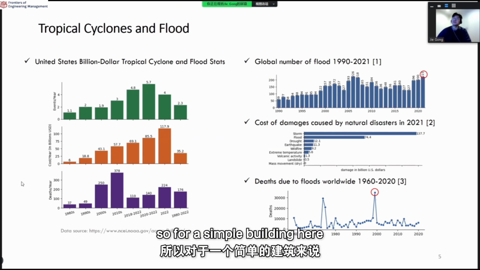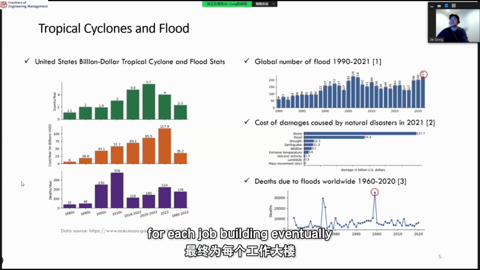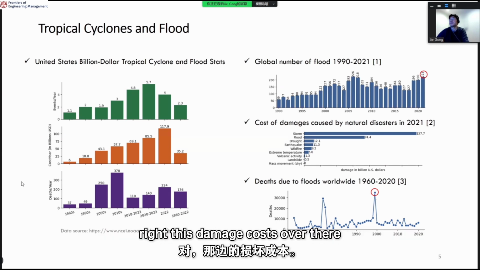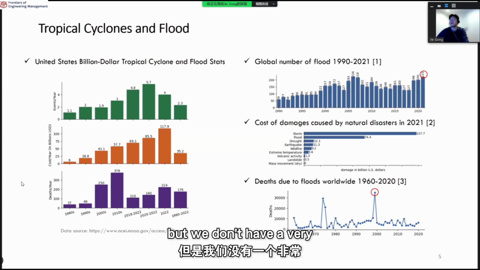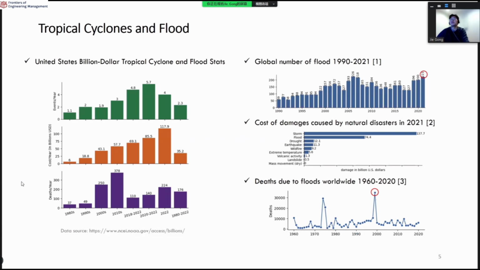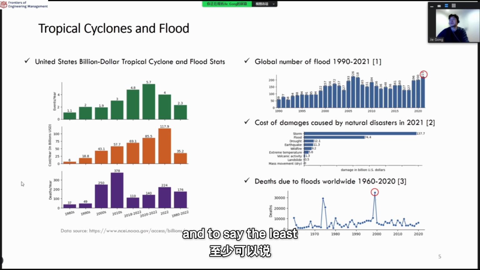So for a simple building here, and for the damage functions over there, for each building, eventually when you try to find a way to mitigate the hazards over there, this damage cost over there, you will need to make decisions. Okay, but we don't have a very good handle on catastrophe modeling for building assets and infrastructure over there, to say the least. Okay.